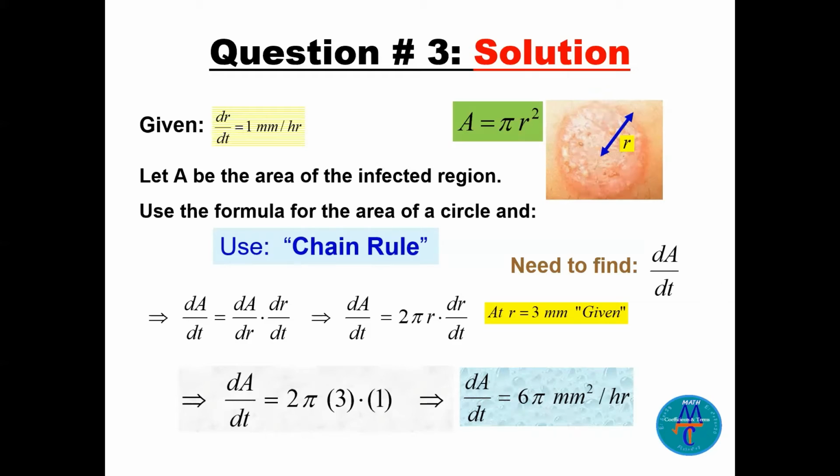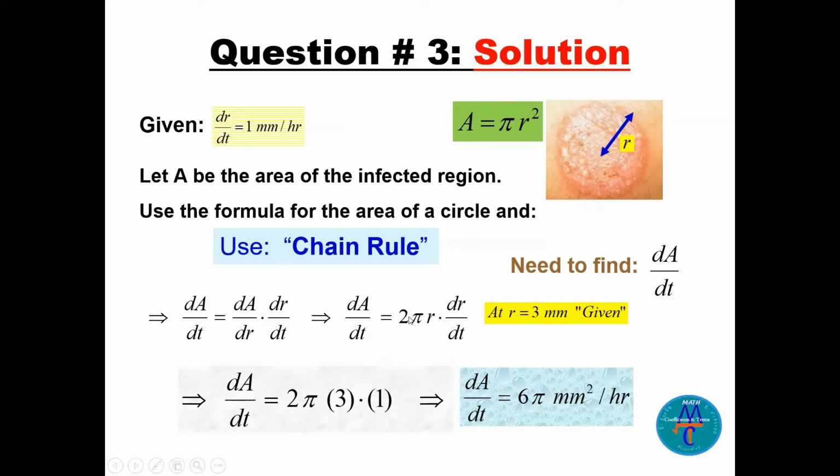So we can find the derivative on both sides. dA over dt is equal to dA over dr times dr over dt. Now dr over dt is 1 millimeter per hour, that's given. dA over dr, we find the derivative of the area, which is pi r squared.